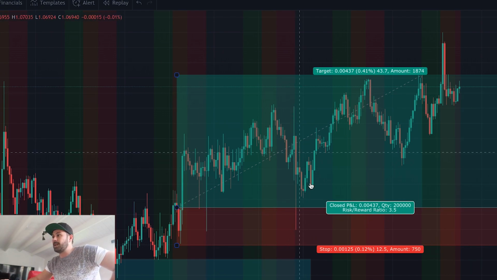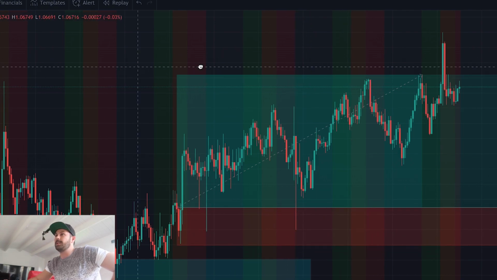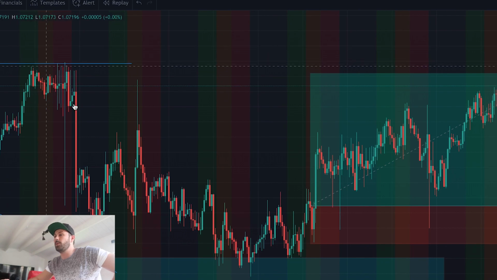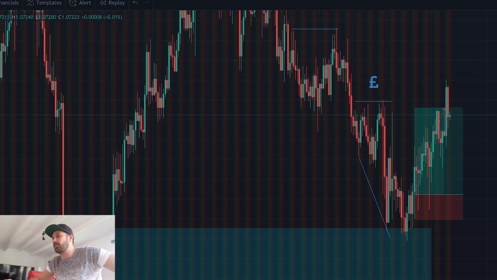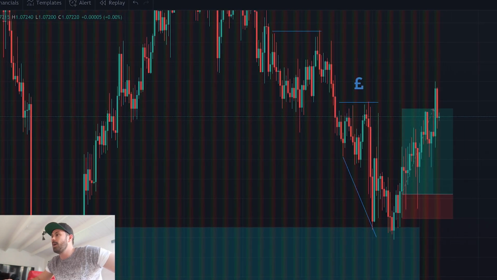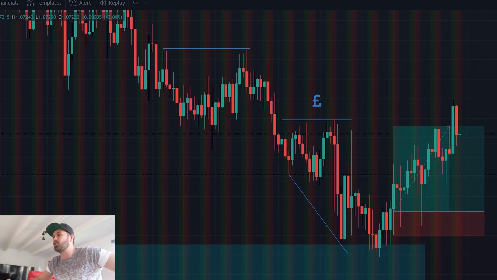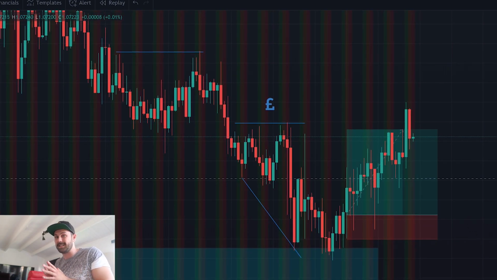So again, price came down, entered me back in, and then moved up, and then eventually took out this pool of liquidity up here. If I zoom out on a 4 hour, you'll be able to see it a lot better. So again, yes, that was only a 1 to 3.5, okay? I'm not trying to go for massive gains, I'm just trying to go for realistic gains, okay?